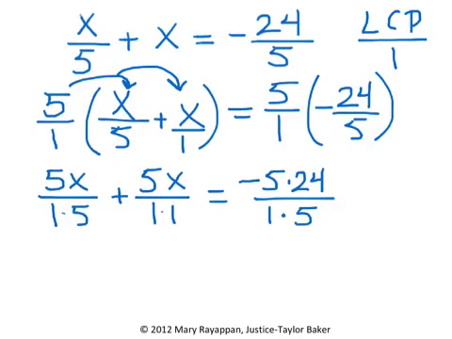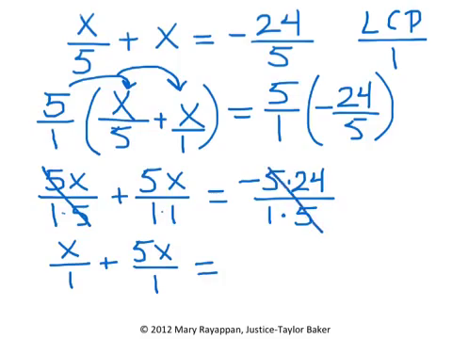So you notice here for my first fraction, I have 5 times x over 1 times 5. I have 5, a common factor in both the top and bottom. It will cancel out and I will be left with x over 1. Here, you notice I have no common factors in the second one. 5x over 1 times 1, nothing will cancel out, but this just leaves me 5x over 1. This will be equal to, well, over here, you notice I have a factor of 5 in both the top and bottom. They will cancel out, and I will be left with negative 24 over 1.